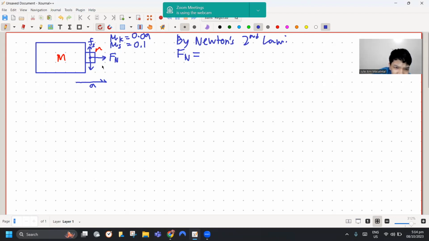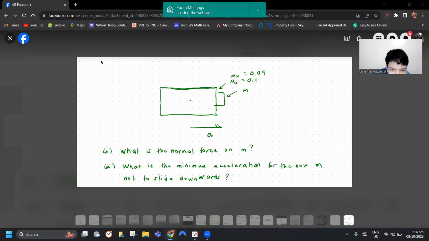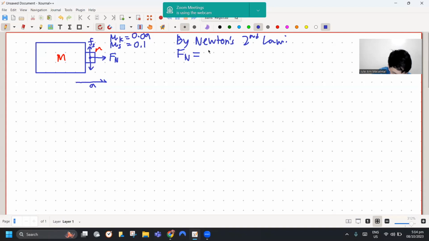Meron pong given mass for small m and big M po? Hindi, wala muna. So gusto lang natin ay expressions, variables. Tapos mamaya may inequalities kang isi-set up. Okay, so Fn is equal to ma. Ngayon, paano naman yung forces along the vertical?